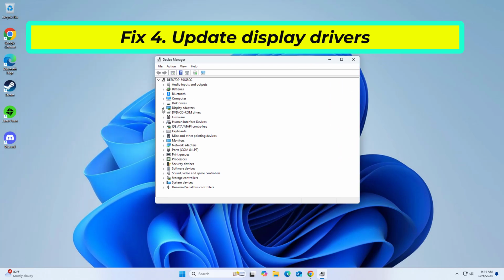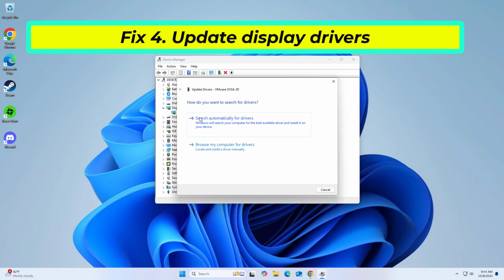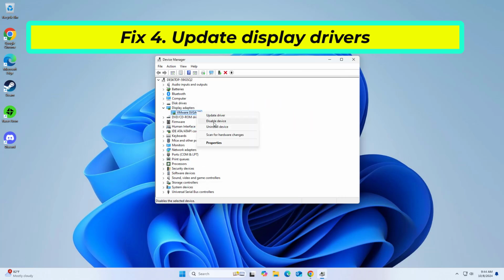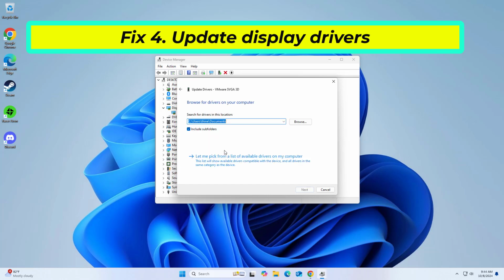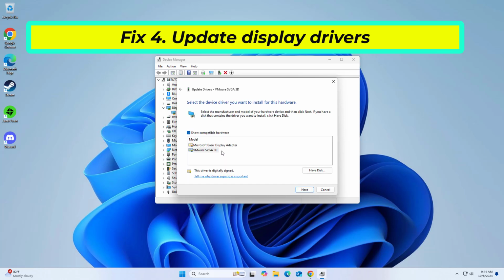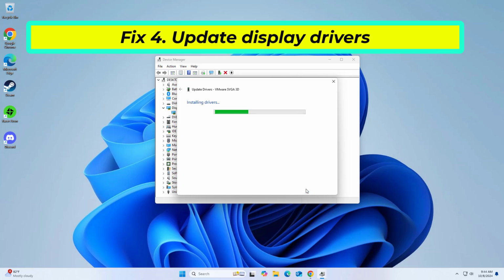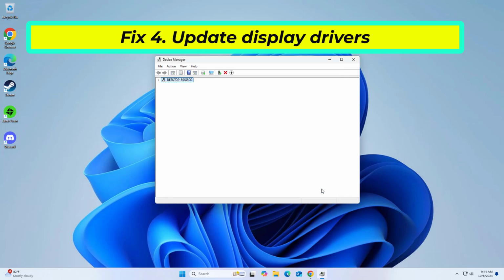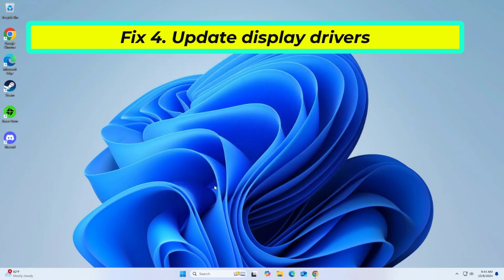Updating your display drivers can solve screensaver problems caused by driver issues. Now try again and your problem should be fixed.